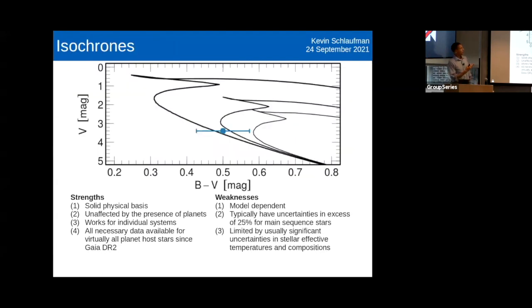So a technique that has been around for a very, very long time is the fitting of isochrones to observational data. This is an illustrative example where maybe we have some broadband photometry and an absolute magnitude for a star. We have some theoretical stellar models, and we say what theoretical stellar models can produce the observables that we observe for the star. This is another very, very powerful technique because it has a solid physical basis. We think we understand stellar evolution reasonably well for solar composition, solar type stars. It's unaffected by the presence of planets. It works for individual systems.